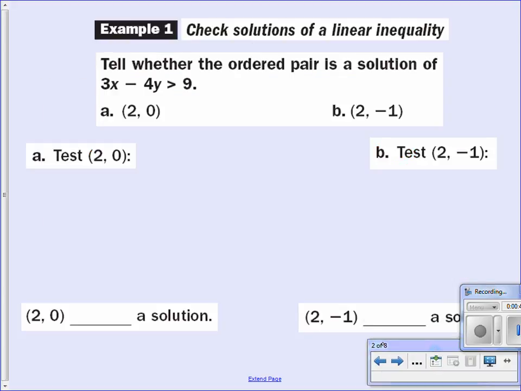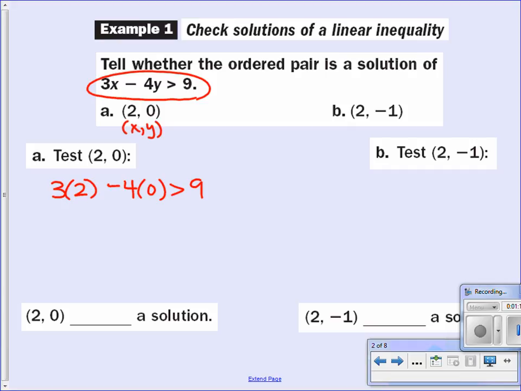Now, inequalities, remember, inequalities are comparisons. In this inequality, 3x minus 4y, that answer should be greater than 9. We're looking for ordered pairs that would work to be greater than 9. So we're going to tell whether or not the ordered pair 2, 0, which is an x and a y value, does work in the inequality. So what we do is we plug it in.